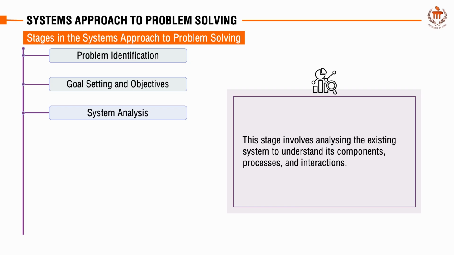The team collects data to identify what is working well and what is causing problems. Diagrams or flowcharts can be used to make the system structure clearer. For example, a supply chain analysis might uncover issues like slow inventory management or supplier delays.